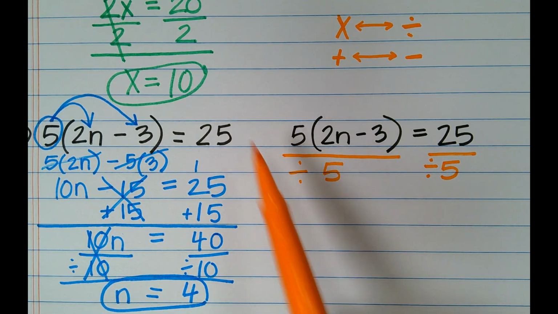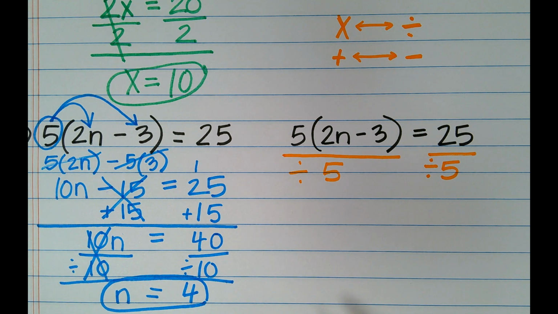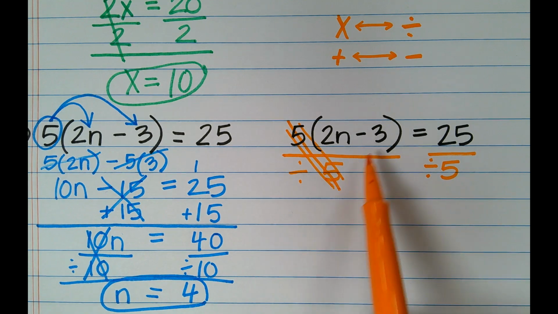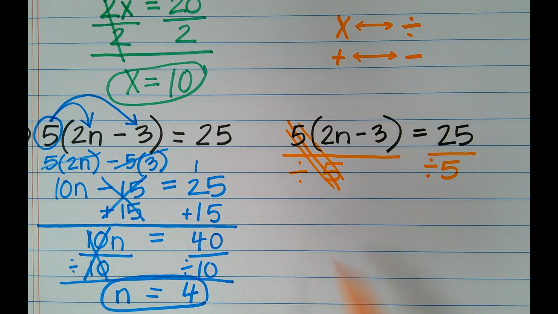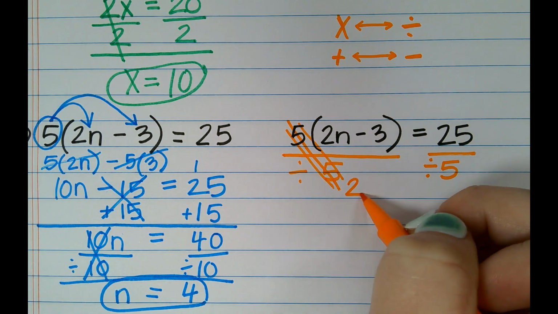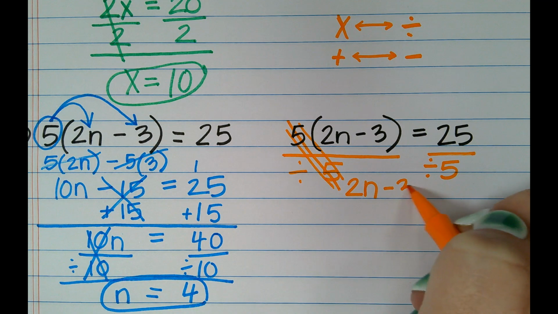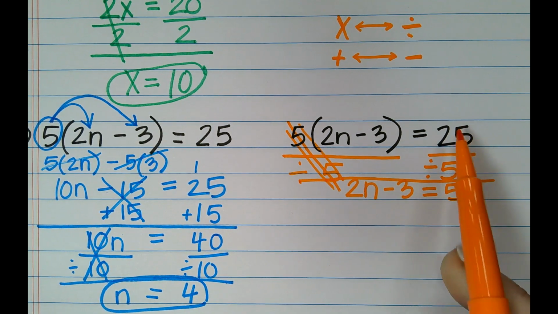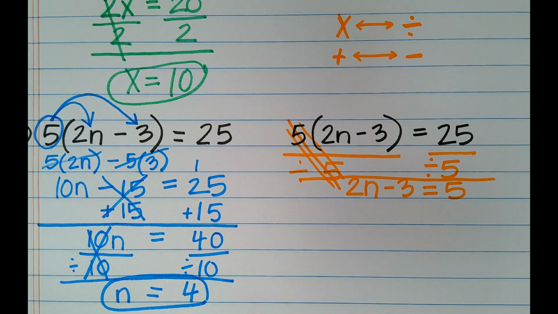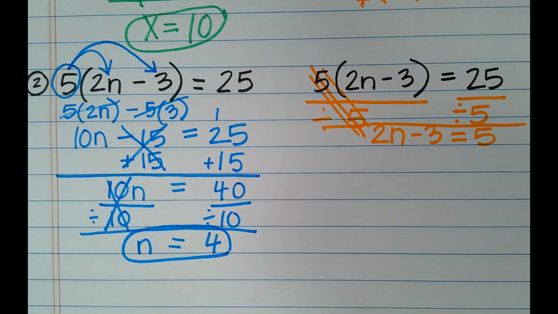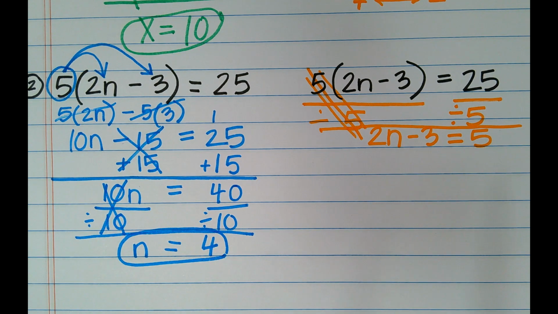So what would cancel on this side? My 5s. And since my 5s canceled, I can just bring down what's in the parentheses, can't I? So now I have 2n minus 3 equals 5, because 25 divided by 5 is 5. Right? So now, don't you like that better? If that feels easier, do it that way.